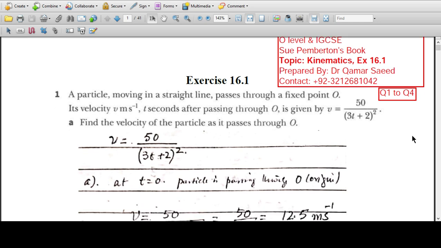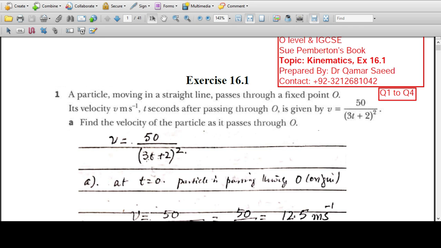Here, first question: a particle moving in a straight line passes through a fixed point origin O, and its velocity v meters per second, t seconds after passing through origin, is given by v is equal to 50 divided by (3t plus 2) whole square. So the velocity expression is given, and we have to find the velocity of the particle as it passes through the origin at t is equal to 0.